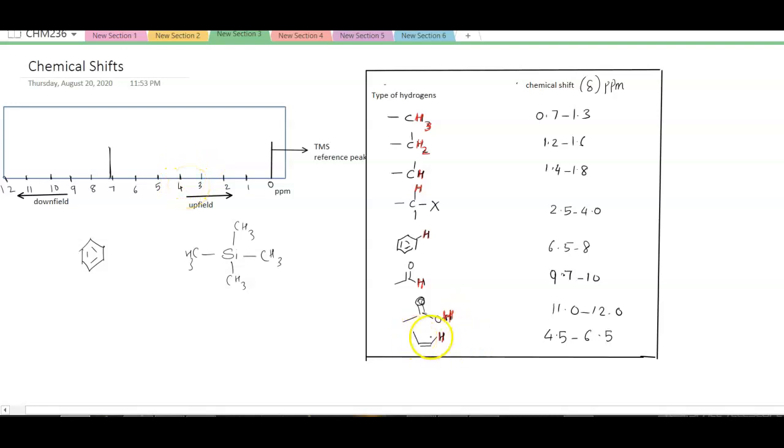How about the vinylic protons? If you have protons on a double bond or the protons on a benzene ring, if you look carefully, you will see that they also appear at a little downfield region, right? So we explain this using the term anisotropic effects.